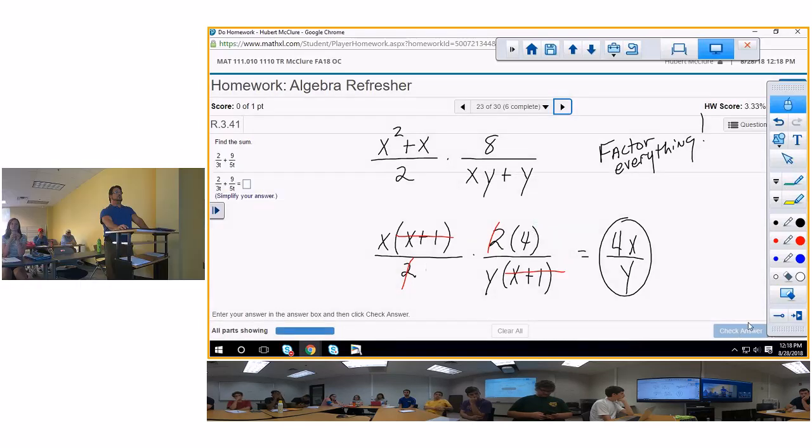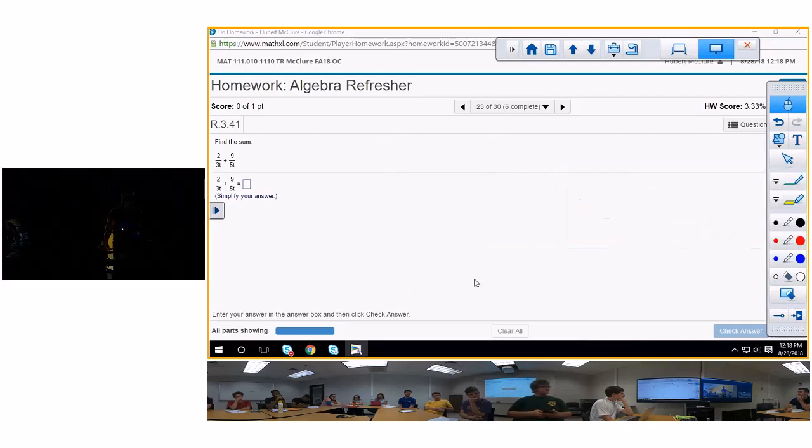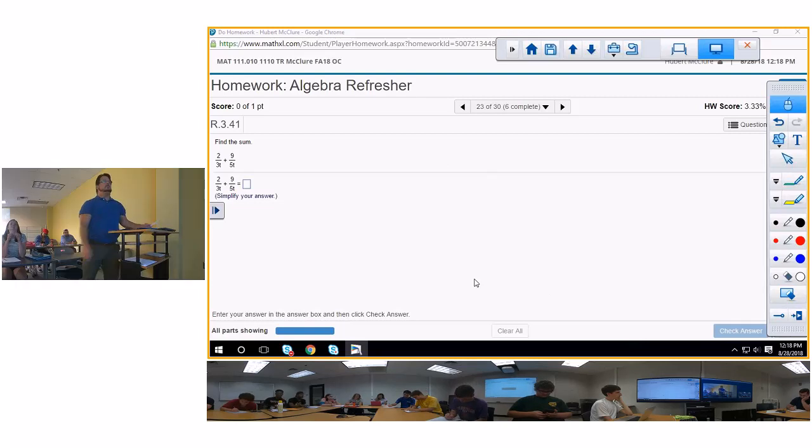Oh yeah. One of the most missed problems on a test right here. Why is this problem missed the most? Because people forget how to add fractions. What do you have to have to add fractions? Common denominator. Gotta have a common denominator.